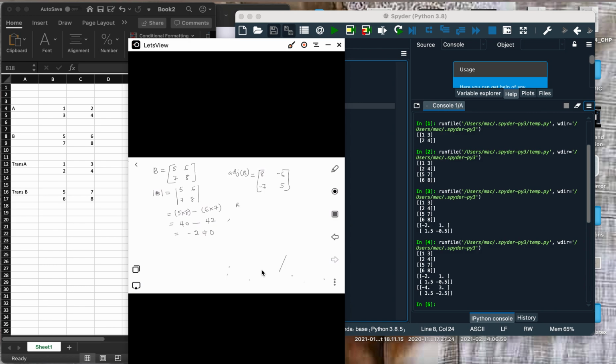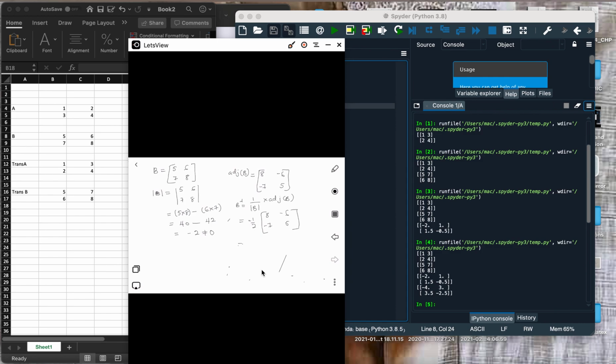So our inverse is going to be 1 over the determinant of B times the adjoint of B. And this is minus 1 over 2 times the adjoint, which is 8, minus 6, minus 7, and 5. All right, so every member of this adjoint gets multiplied by minus 1 over 2.